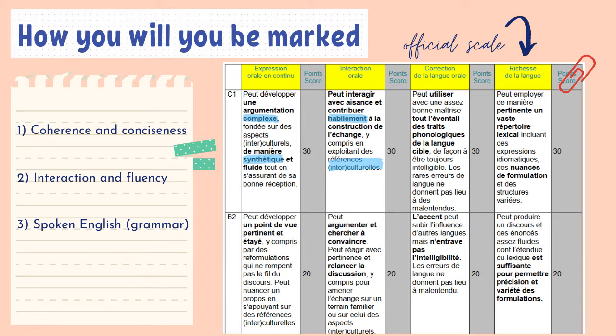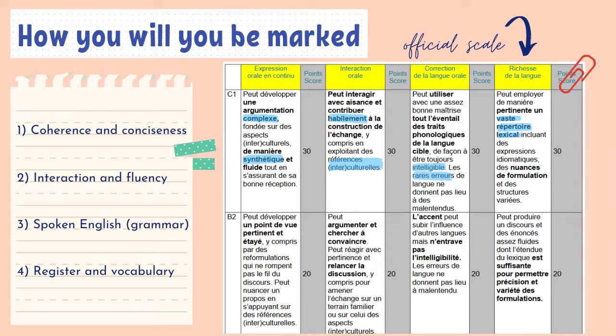The third thing on which you will be marked will be your mastery of spoken English, meaning the grammatical aspect. Do you make a lot of grammatical mistakes? Are you able to correct yourself when you speak, etc.? The fourth thing on which you will be marked is the level of your English. Do you use very basic words, or are you able to use a higher register? What is the extent of your vocabulary? So do you use words such as sad, or do you use words such as sorrowful? Okay, so now you know how you will be marked.